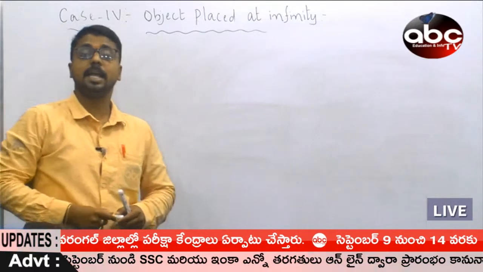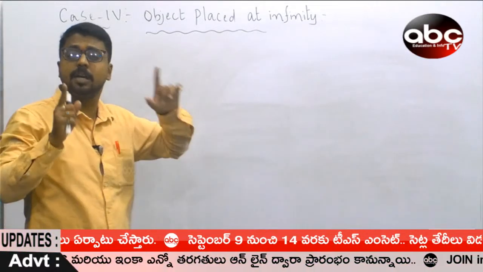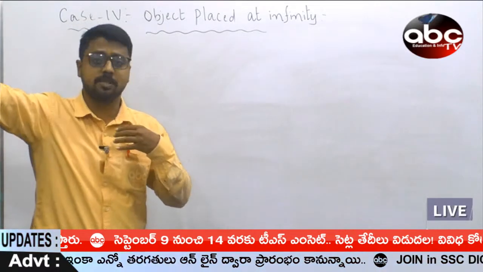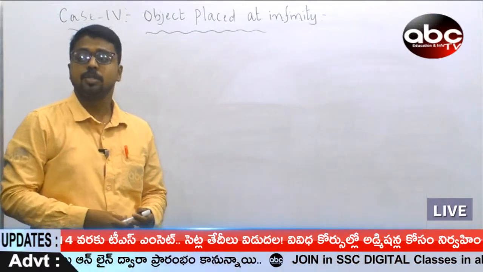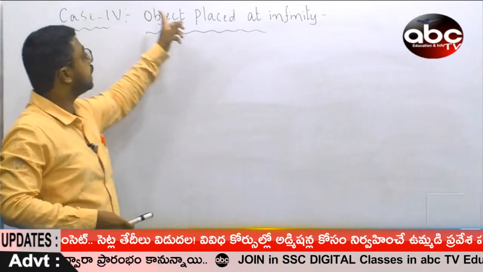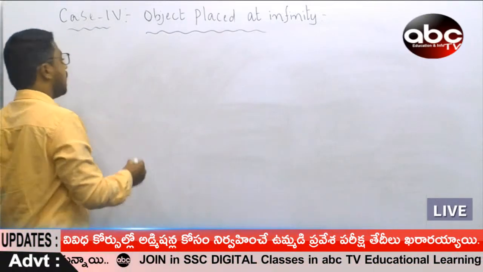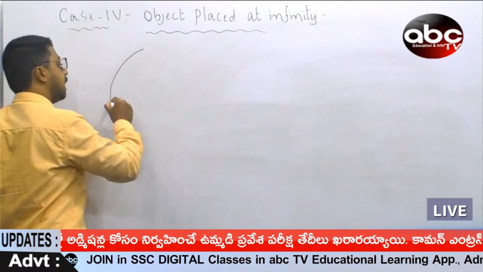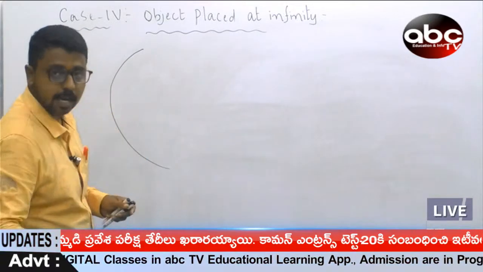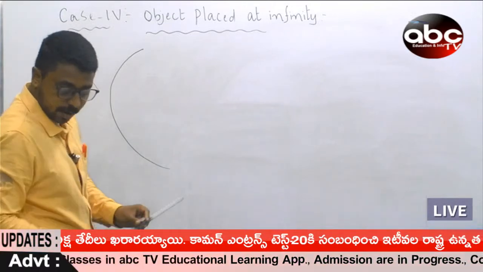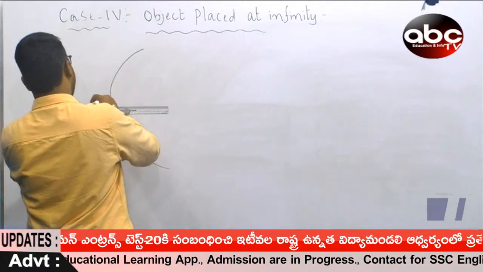Object placed at infinity. Everyone knows what infinity is? Infinity is nothing but a super distance which we may not know. So what is this one? Here we are able to expect object placed at infinity, so that we will understand the second part of ray diagram. This is nothing but figure. So let us take help of this one. Ikkada we are able to obtain this concept is nothing but principal axis.